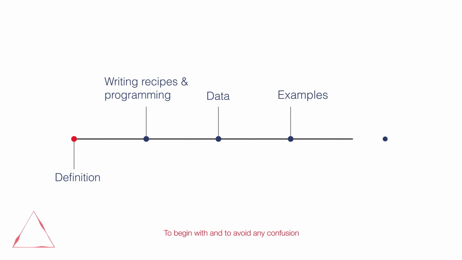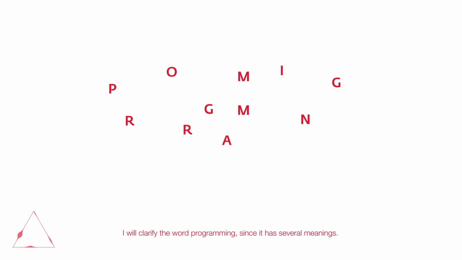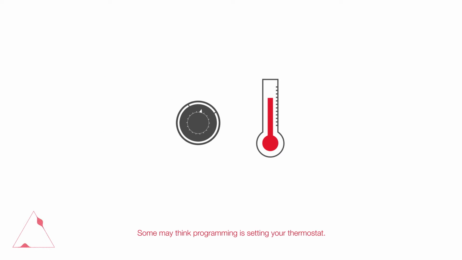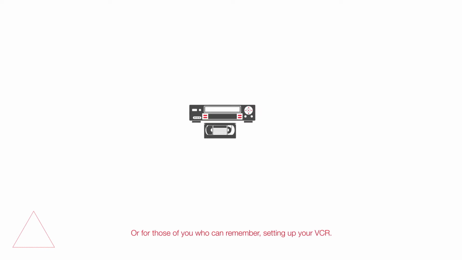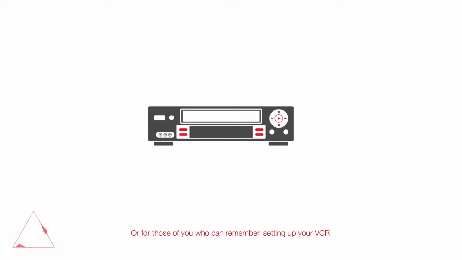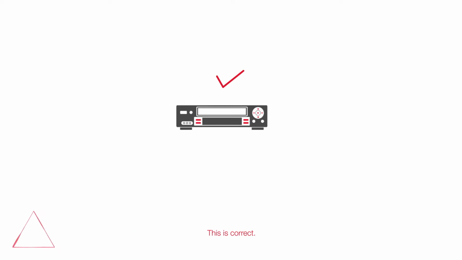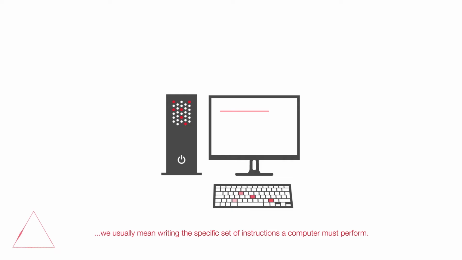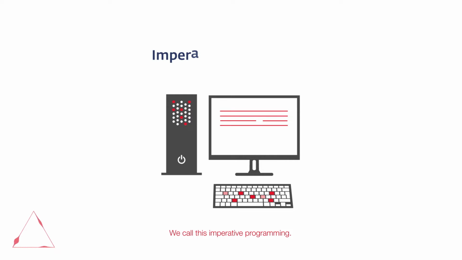To begin with, and to avoid any confusion, I will clarify the word programming, since it has several meanings. Some may think programming is setting your thermostat, or for those who can remember, setting up your VCR. This is correct. However, in the world of computer science, we usually mean writing the specific set of instructions a computer must perform. We call this imperative programming. Let me explain this further.